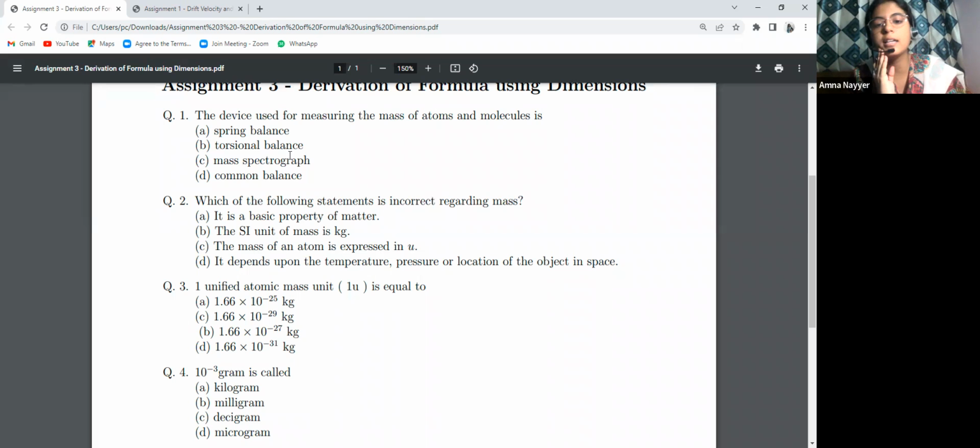So SI unit, mass of an atom is expressed in terms of U. This you must have studied in your chemistry. You will study it. AMU, atomic mass unit. Fourth part.